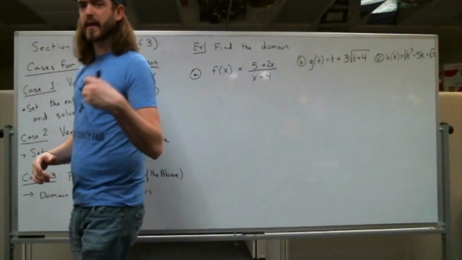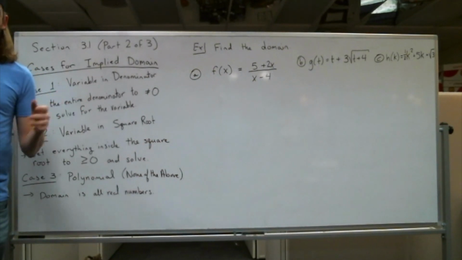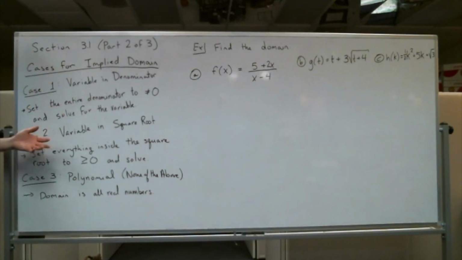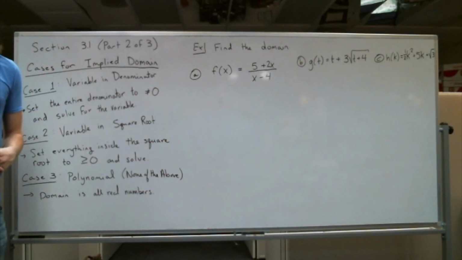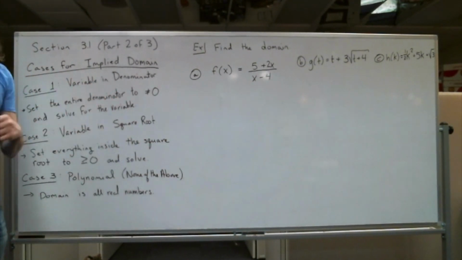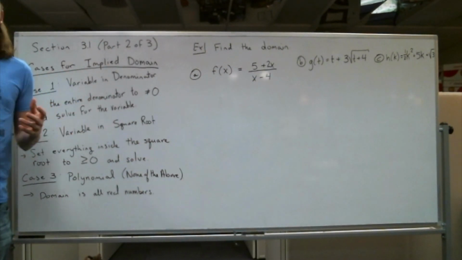So there are three different cases when it comes to finding the domain of a function without looking at a graph or anything. The three different cases are: there's a variable in the denominator, a variable inside the square root, or it's just a polynomial, which means you don't have either of the above. For case one, when there's a variable in the denominator, you are going to set the entire denominator to not equal 0 because we can't divide by 0, right? So you're going to set it to not equal 0 and then solve for the variable, and that's going to let you know what values of x it can't equal.